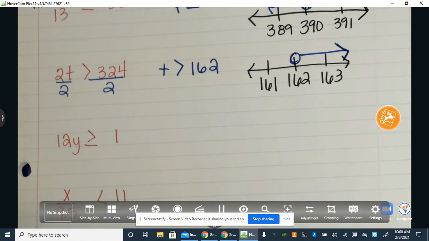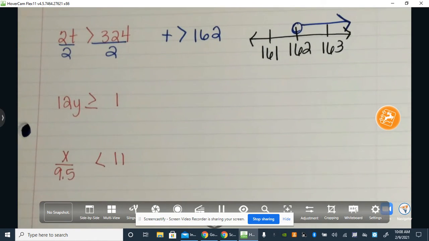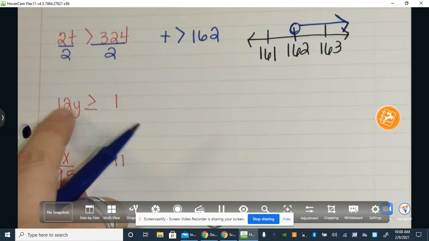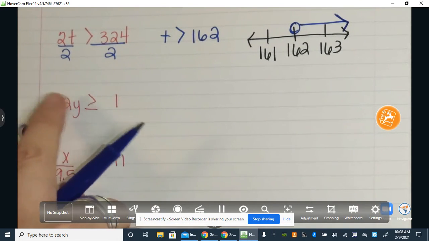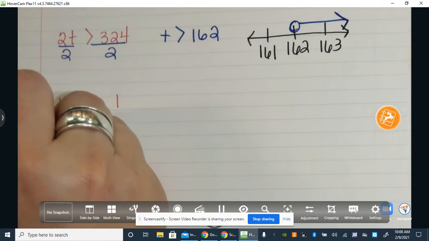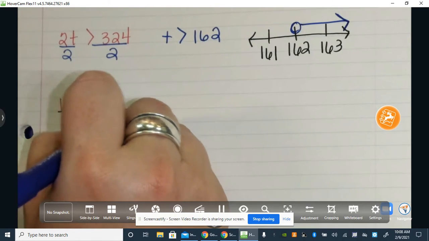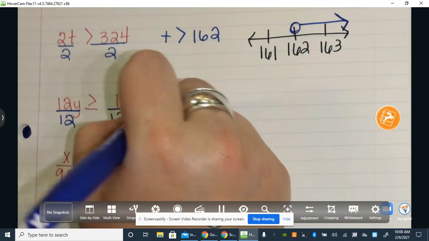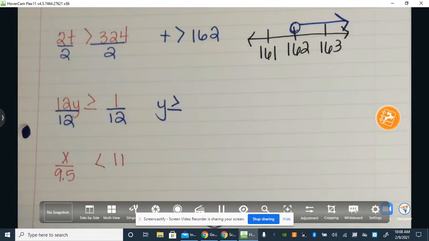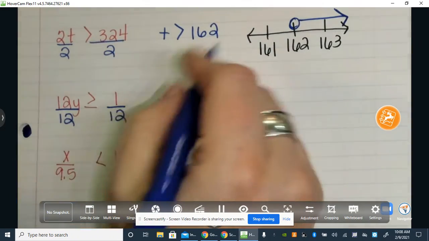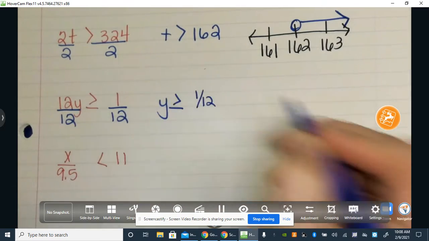Okay, looking at my next one, 12y, it's greater than or equal to 1. So 12 times what? Well, I need to get rid of this times, so I do division. I'm going to divide by 12 on this side, divide by 12 on this side. So y is greater than or equal to, you can do this 2 ways, guys. You can make this a decimal, or you can just keep it as a fraction because it's going to be a fraction of 1/12.